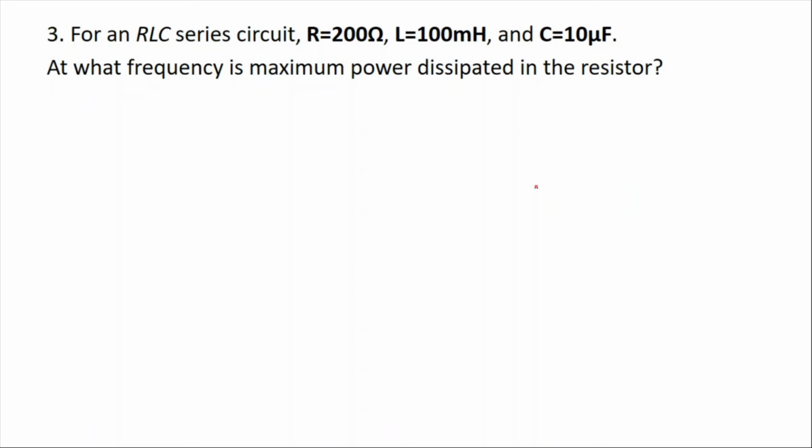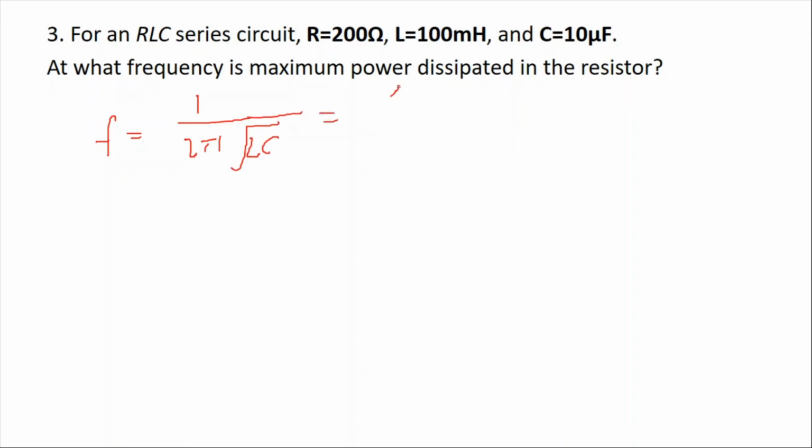So next question, for an RLC circuit, R is equal to 200 ohms, L is 100 millihenry, and capacitance is 10 microfarad. At what frequency is maximum power dissipated in the resistor? The maximum power dissipated in the resistor occurs at the resonant frequency. It means we are going to find the resonance frequency. It is 1 over 2 pi square root of LC.